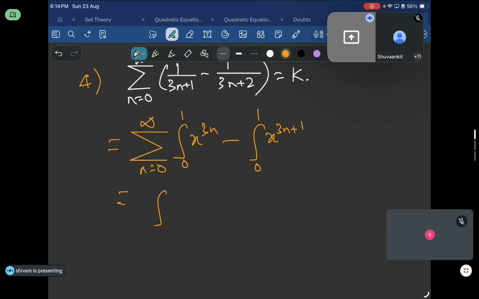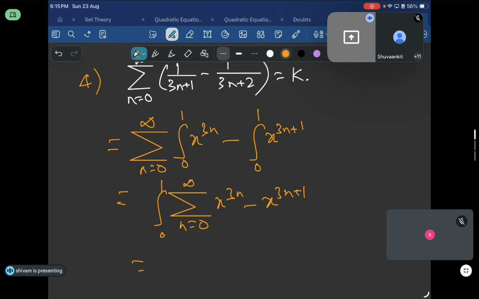So we can write it as integral from 0 to 1 summation of n equal to 0 to infinity, x to the power 3n minus x to the power 3n plus 1. Right. Between 0 to 1, x is a fraction. So it's an infinite GP. Can you people understand? Between 0 to 1, x to the power 3n is a fraction. X is a fraction, right? So we can use the formula of infinite GP.